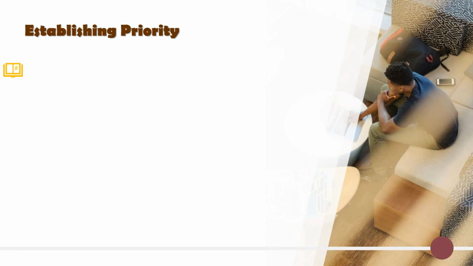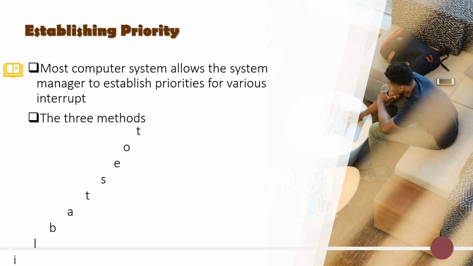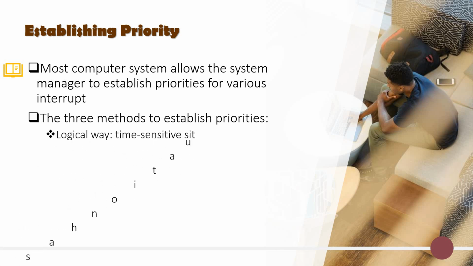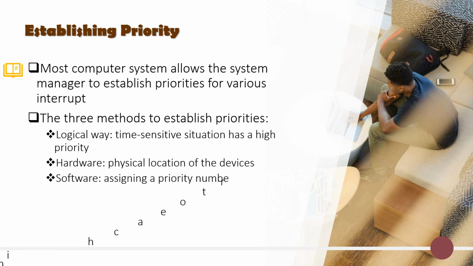Establishing priority. Most computer systems allow the system manager to establish priorities for various interrupts. There are three methods to establish priorities. Logical way: a time-sensitive situation has a high priority. Hardware: the physical location of the devices. Software: assigning a priority number to each interrupt.